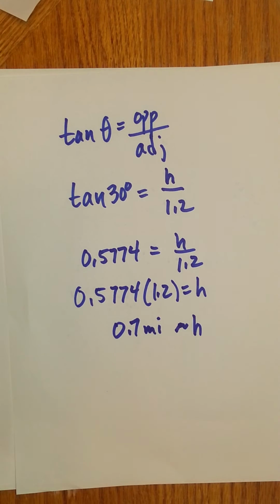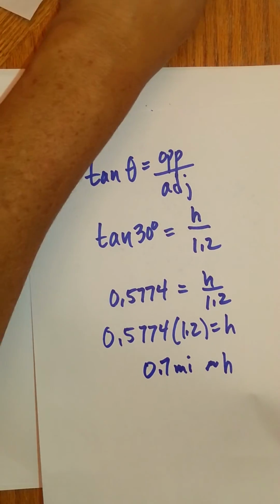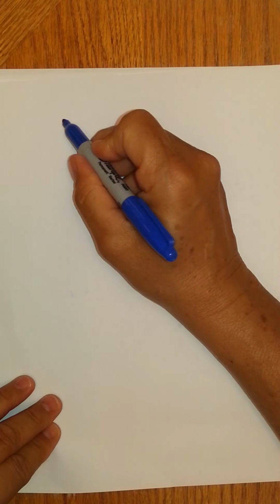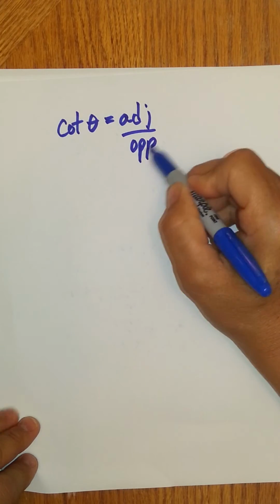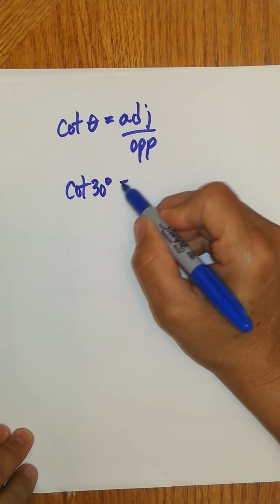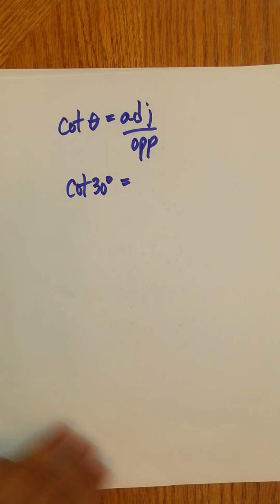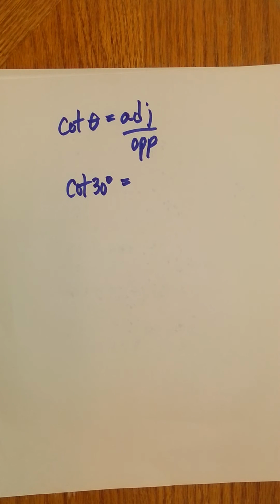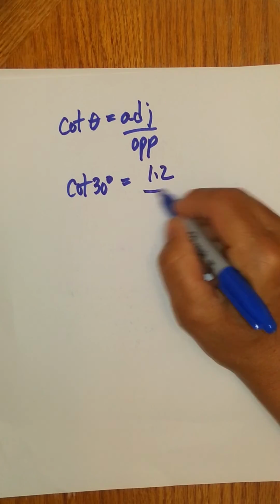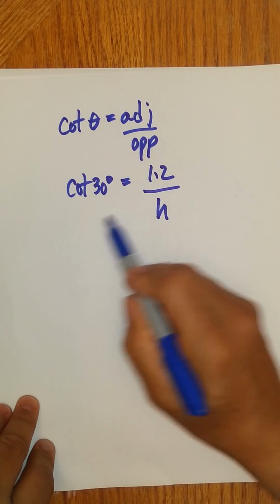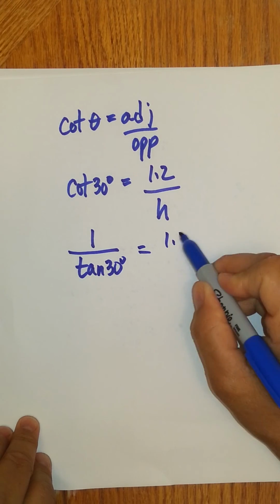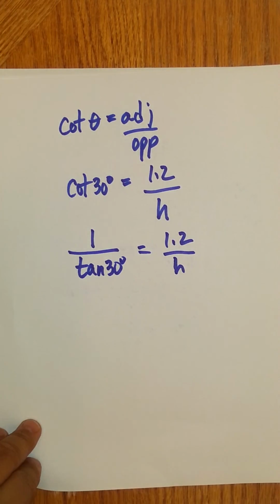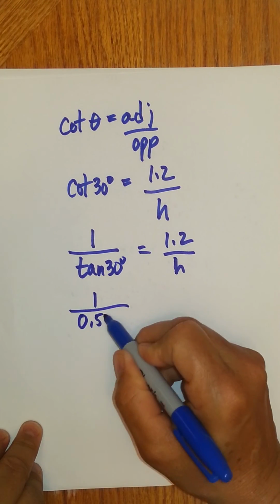Okay. Now, could I have done this with the cotangent? Yes, I could have. Let's go ahead and do that just so you can see what that looks like. If I had decided I wanted to handle this with cotangent, I would have said cotangent of 30 degrees is the adjacent, which in our case is, let's take a look at that picture again. Here we go. Adjacent is 1.2, over the opposite, h. Now, because I have to work with the reciprocal, I know that cotangent is 1 over tangent of 30. Okay? And I still have to evaluate tangent of 30, which we know is 0.5774.